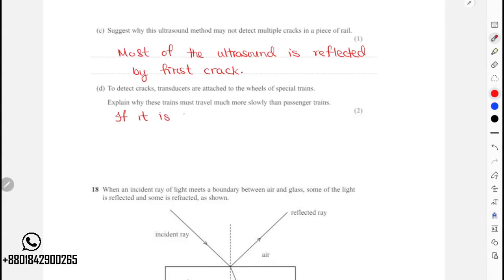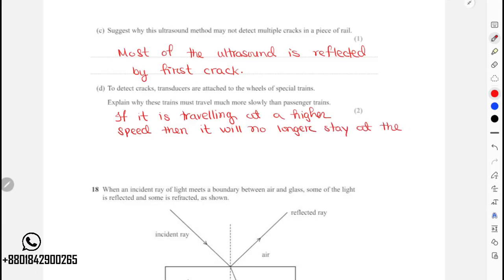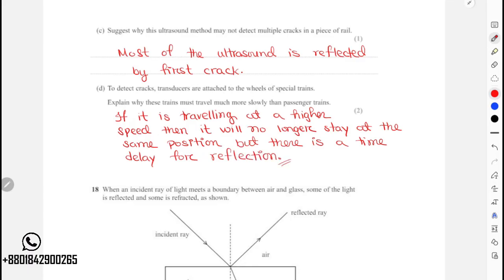So if it is traveling at a higher speed, then it will no longer stay at the same position to receive, and there is a time delay for the reflected ultrasounds to go back for reflection. Okay, this was it.